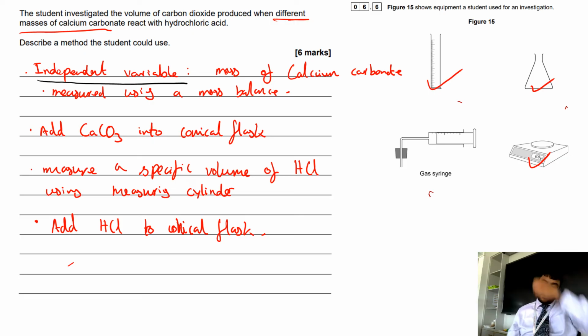And then what we have to do is use the gas syringe. We've used the three pieces of equipment. We need to use the fourth piece of equipment, which is cover, or immediately place the stopper. Why immediately? Before it starts reacting, basically. Immediately place the stopper.